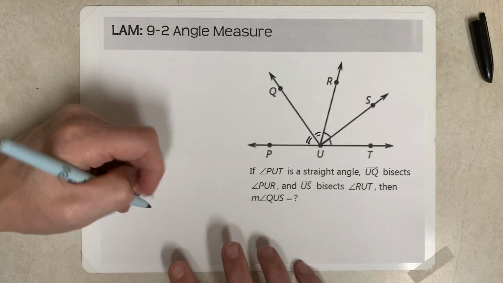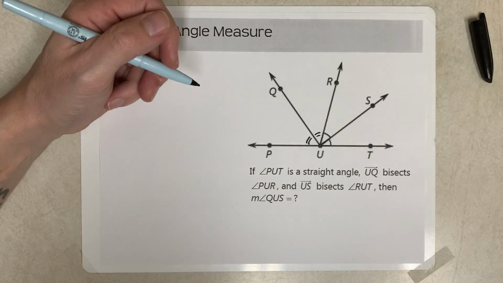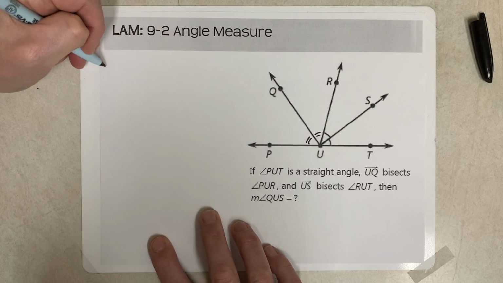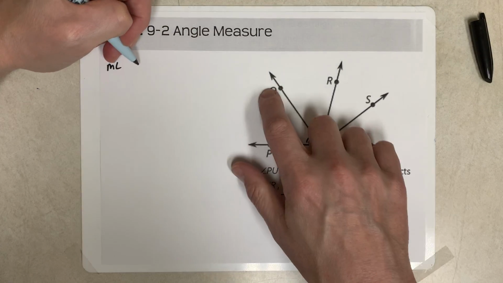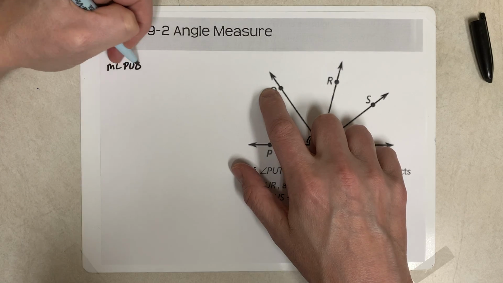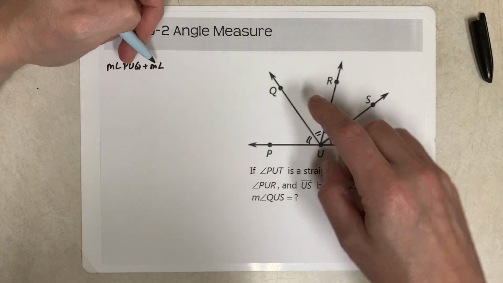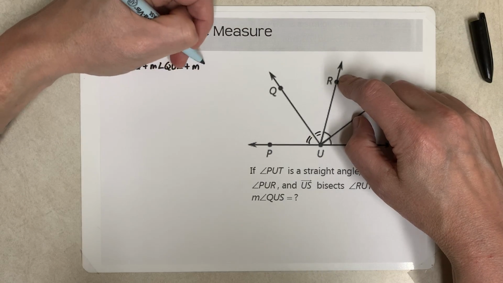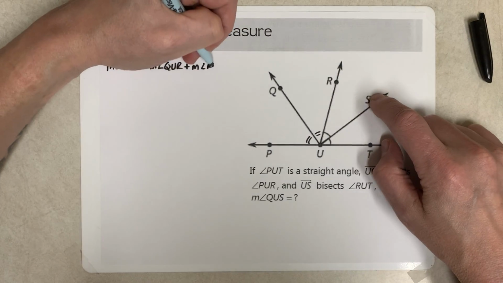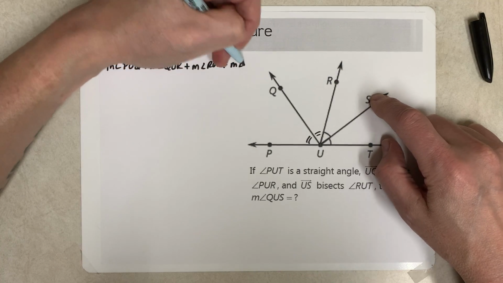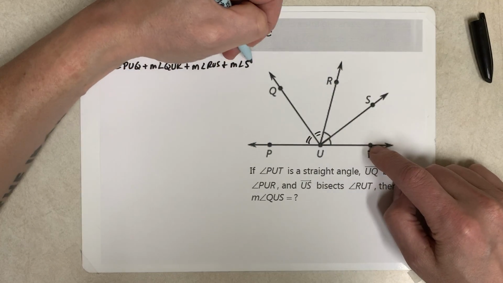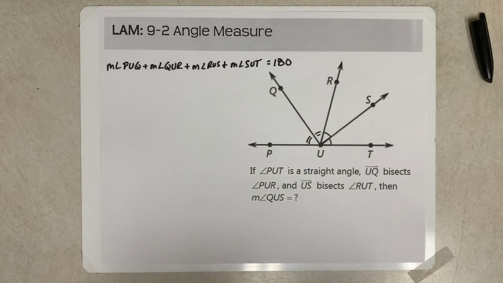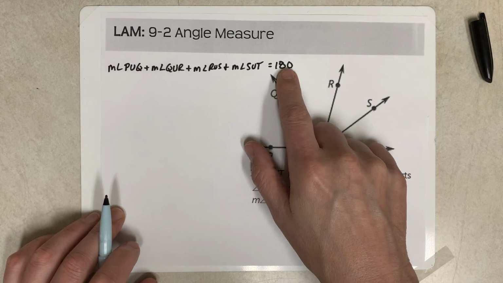So here's a real cool way to do this. All four of these add together to give you 180 degrees. So the measure of angle PUQ plus the measure of angle QUR plus the measure of angle RUS plus the measure of angle SUT is equal to 180. So all four of those together equal 180.